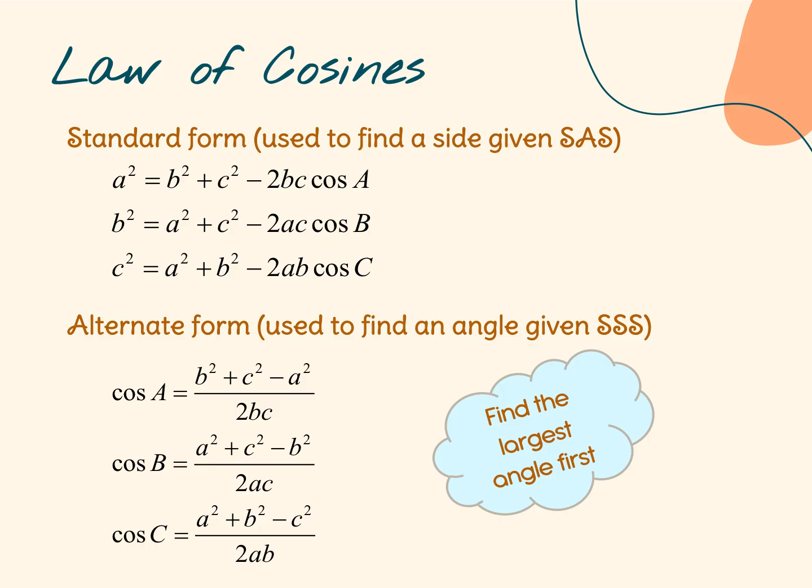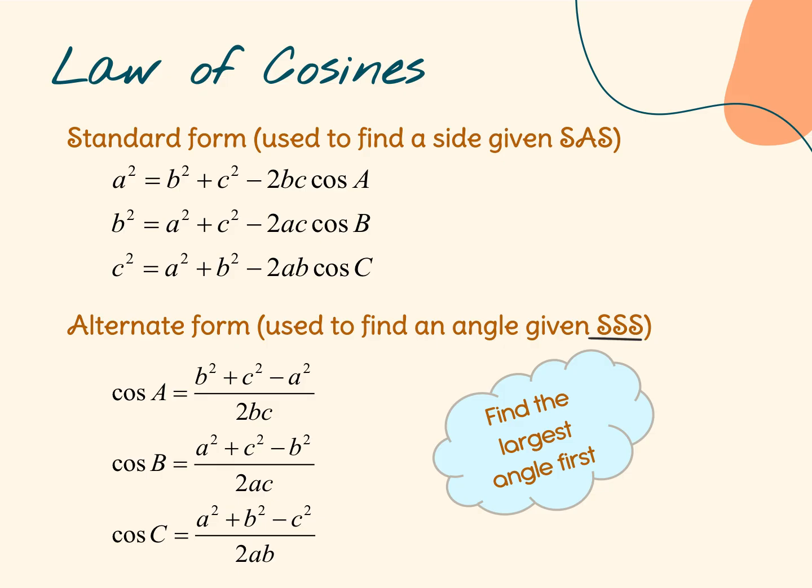You use this when you don't have any matching pairs, so when you don't have the same side as you do the angle. Or you use it when you have all three sides. If you are given all three sides, you're going to find whatever angle is biggest. If you're given a side, an angle, and a side, you can just pick any of them.